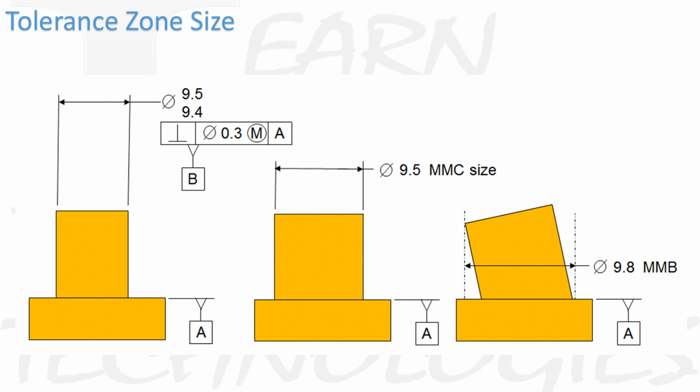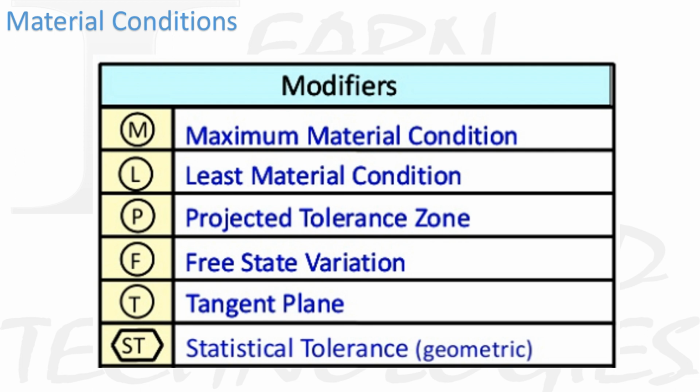Next, material conditions. What material conditions are we going to use? Maximum material condition and least material condition. These are the things we add in the tolerancing box to specify the material condition for the part features. We are going to see this in brief in other videos. This is like an introduction only.